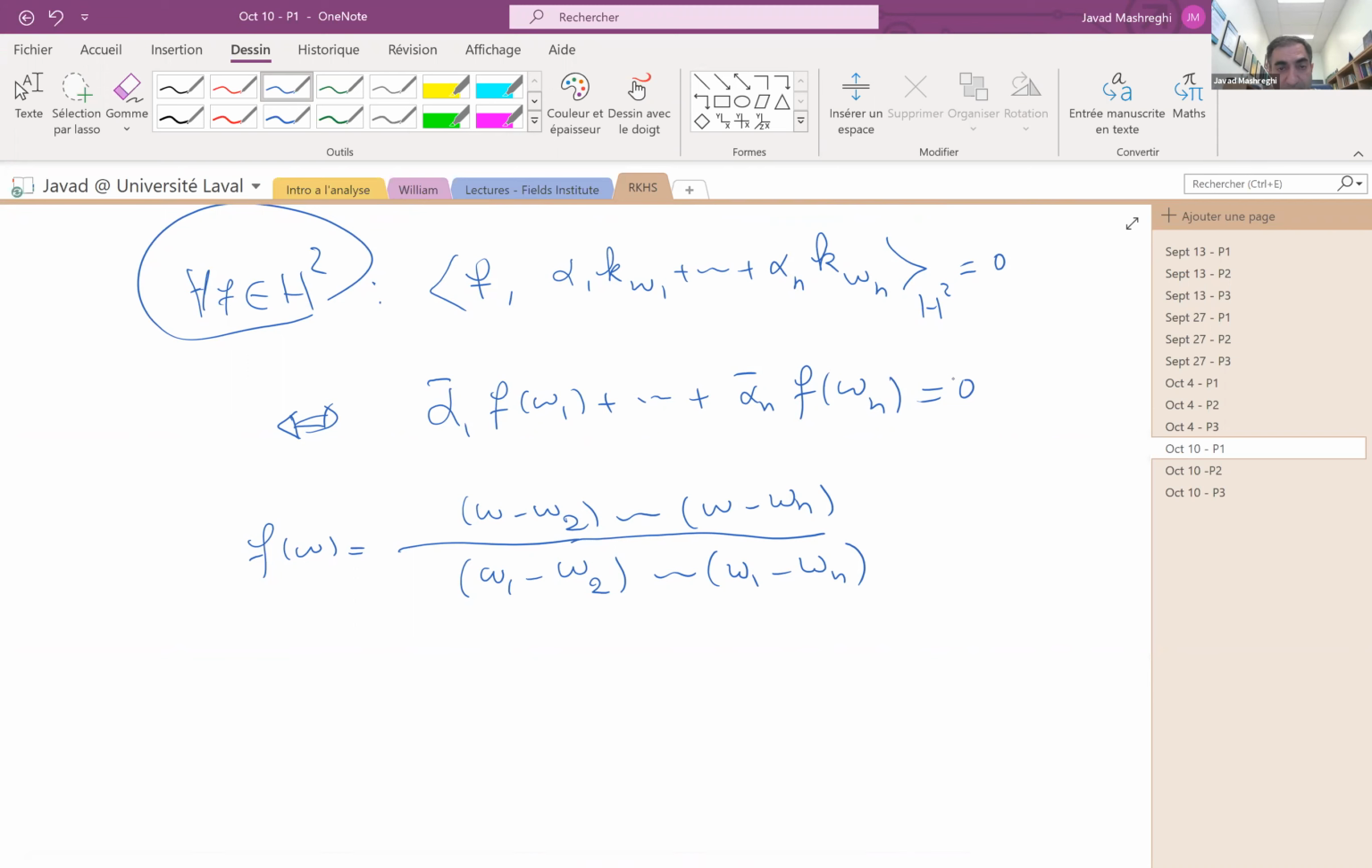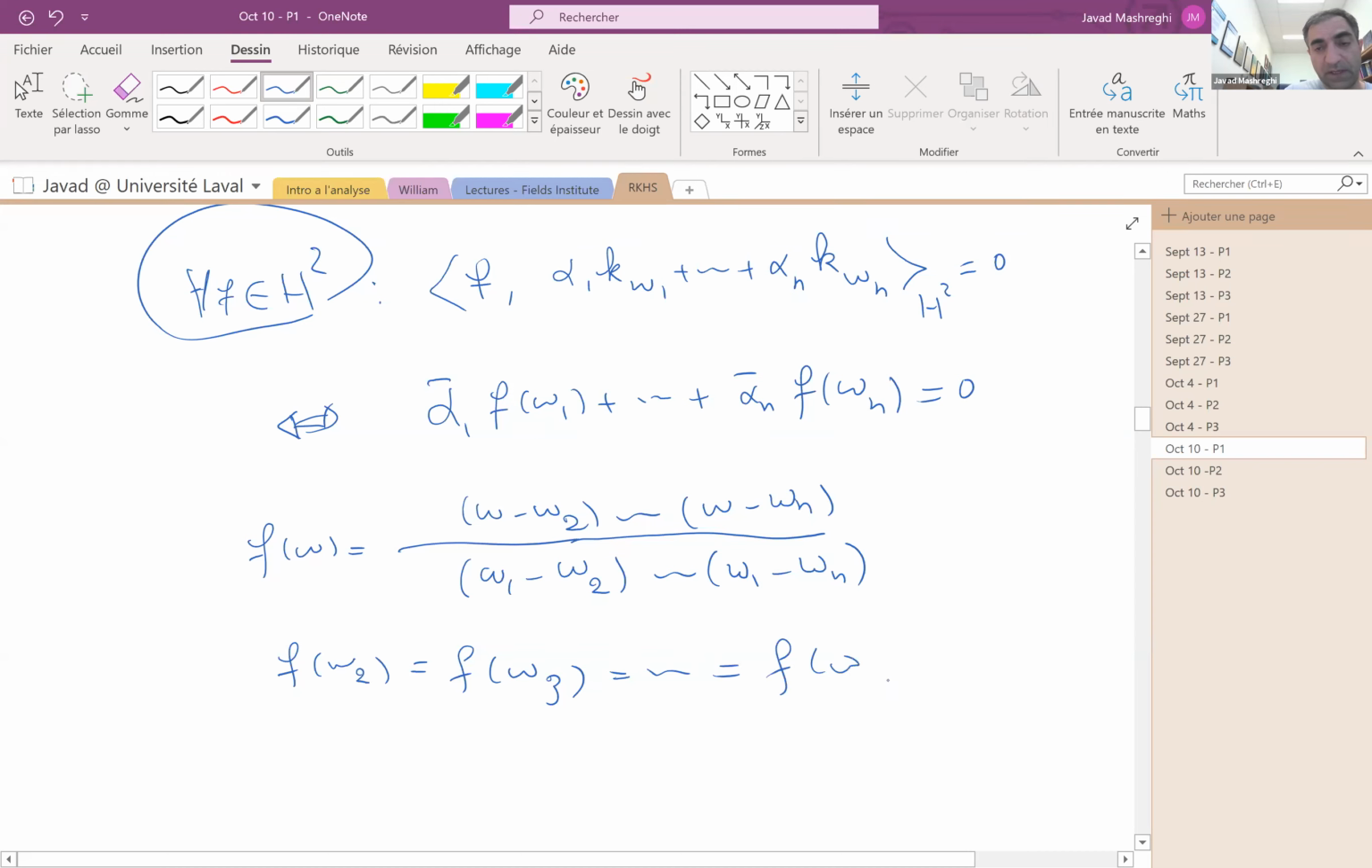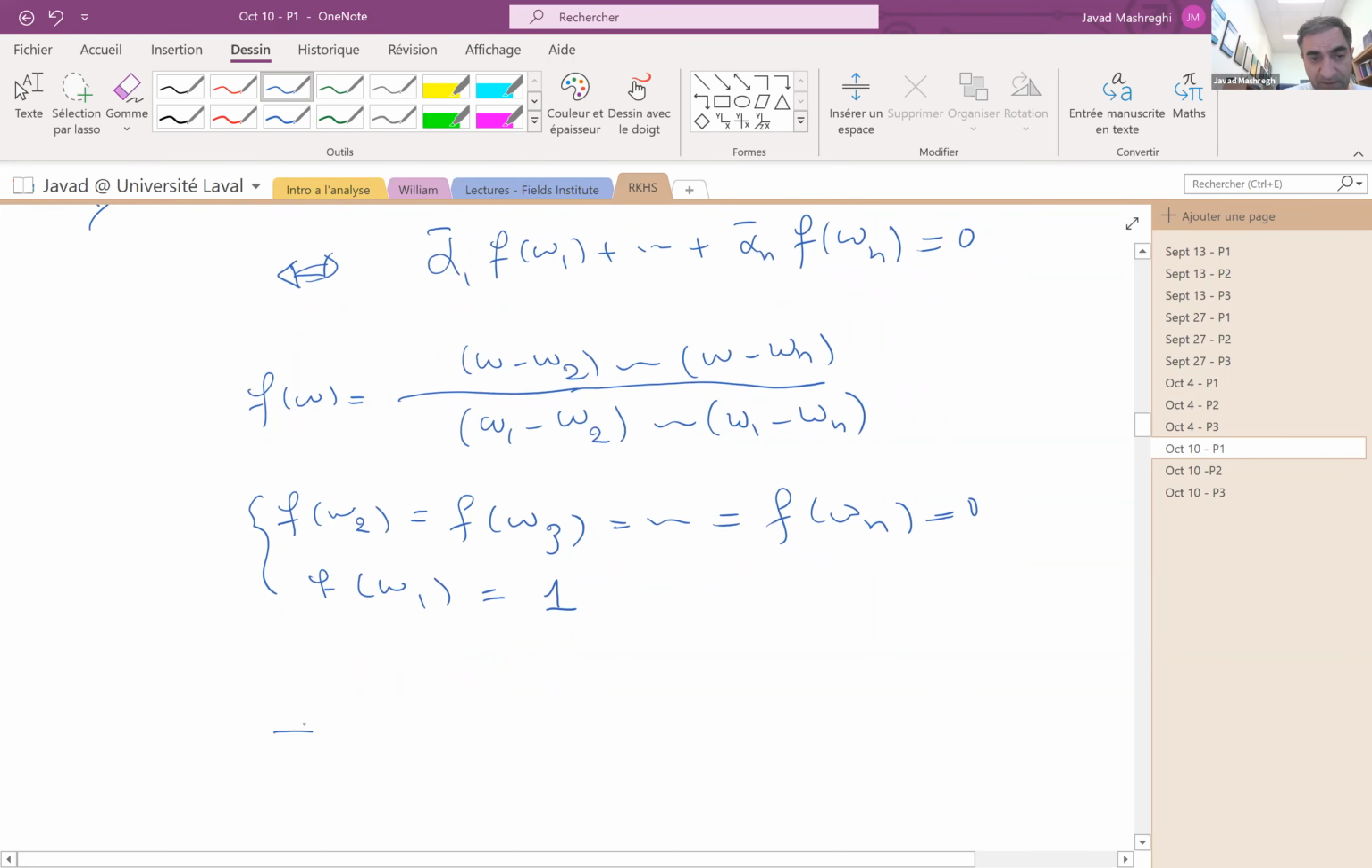What are the properties of this polynomial? First of all, f at points w2, w3, up to wn is equal to 0. And second, because of our normalization, f at point w1 is equal to 1. Now for every f, plug f here. If you plug this particular f, you see that alpha 1 bar times 1 plus alpha 2 bar times 0, up to alpha n bar times 0 is equal to 0. So immediately alpha 1 is equal to 0.